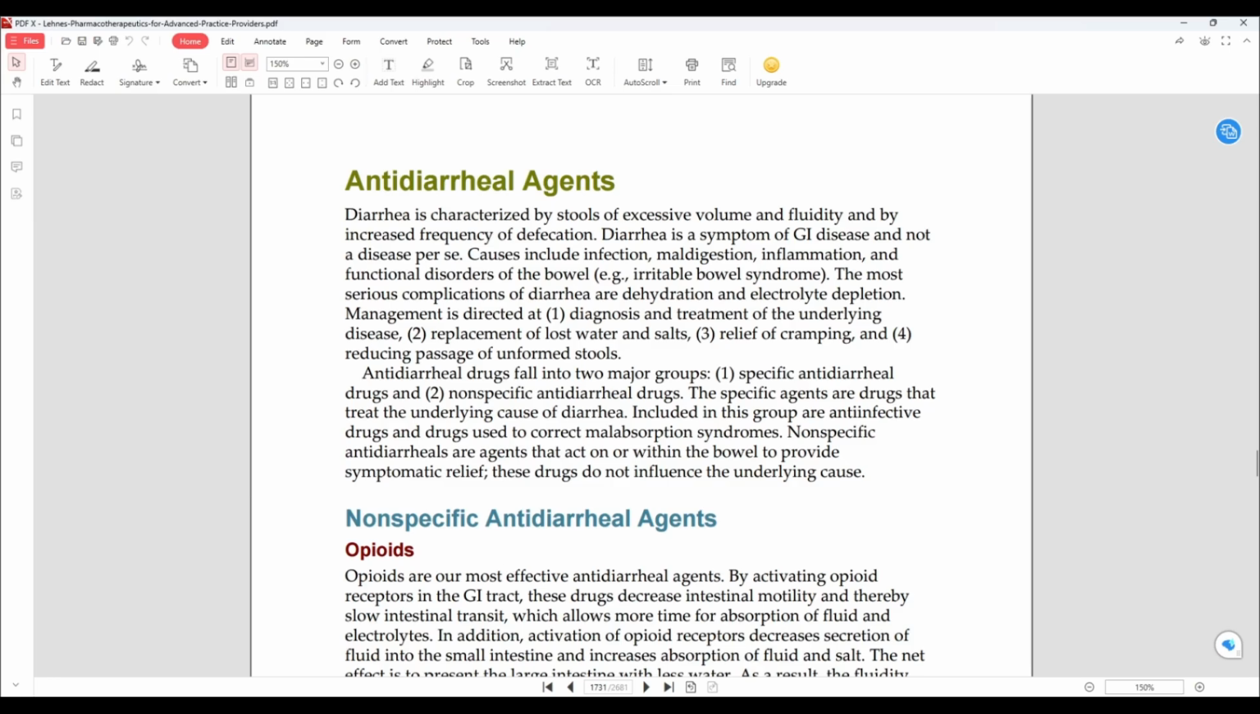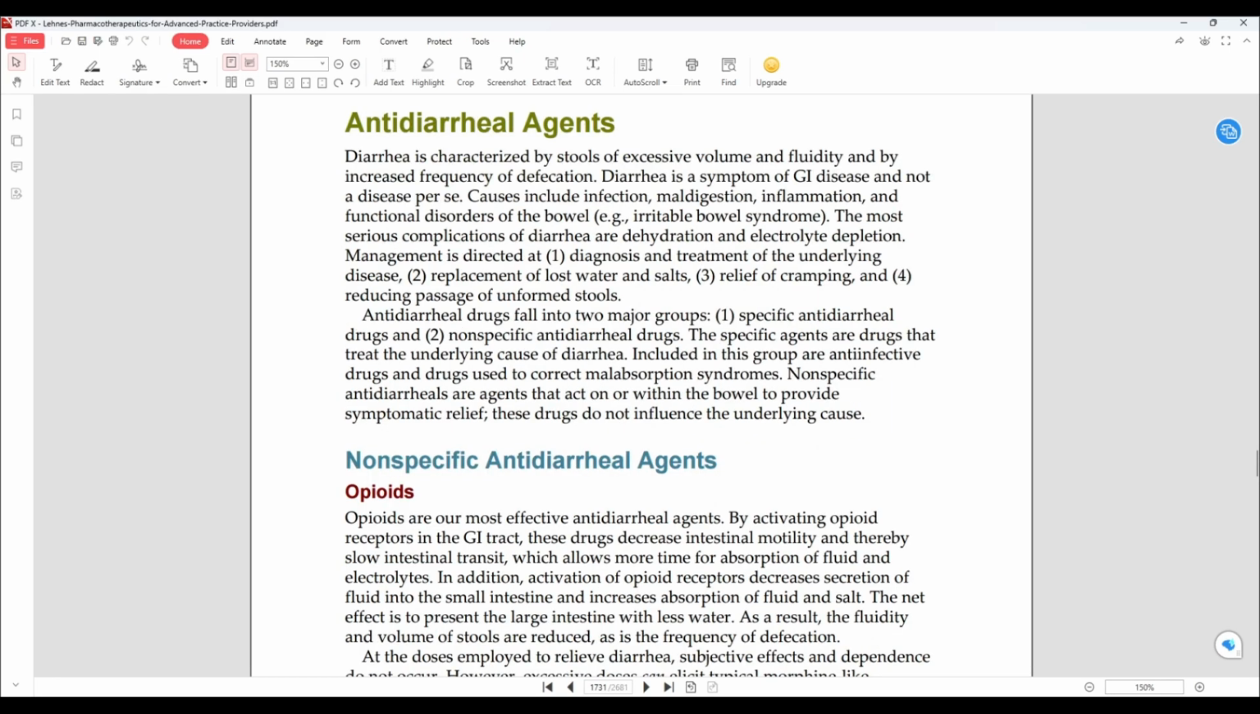Which takes us now to the antidiarrheal agents. Diarrhea is characterized by stools of excessive volume and fluidity, and by increased frequency of defecation. Diarrhea is a symptom of a GI disease and not a disease per se. Causes include infection, maldigestion, inflammation, and functional disorders of the bowel. The most serious complications of diarrhea are dehydration and electrolyte depletion.